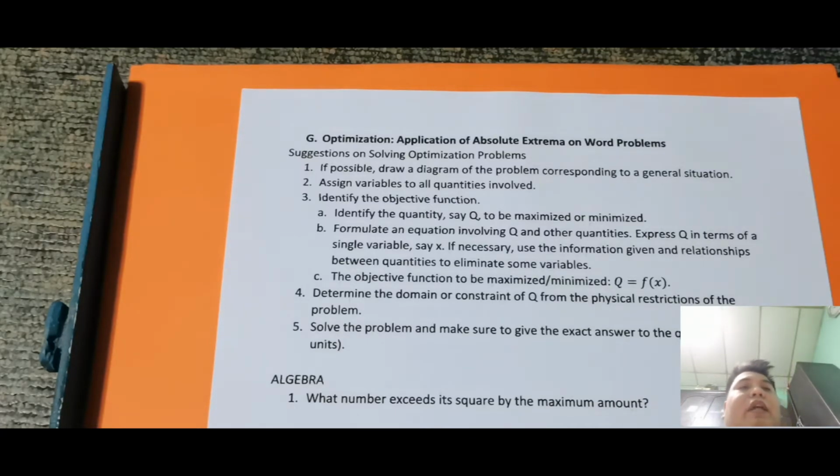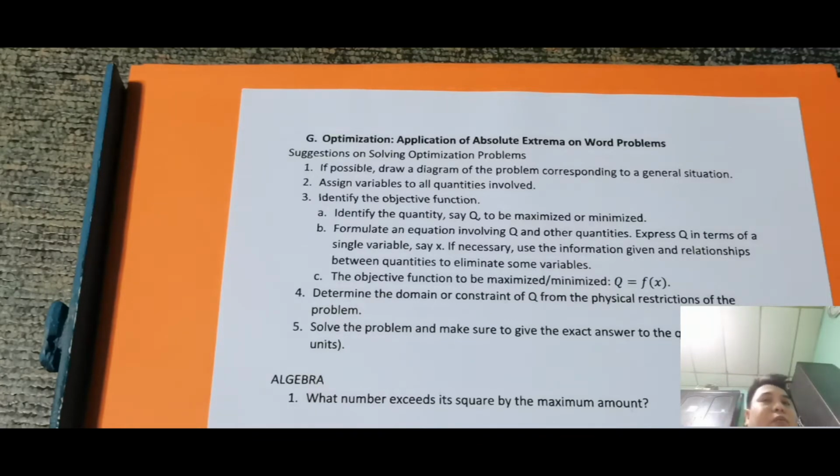Okay, next is number 3, identify the objective function. So, aware kayo what is the objective function? I-maximize mo ba or i-minimize mo? Okay, so lagay mo sa max or min. So, hindi naman totally ganun. Okay, so nakalagay naman dyan. So, next is letter A, identify the quantity, say Q. So, again, say Q meaning capital letter lagi dapat. So, identify the quantity, say Q, to be maximized or minimized.